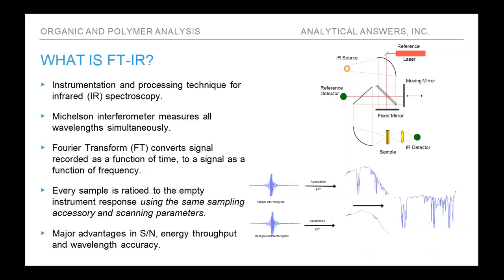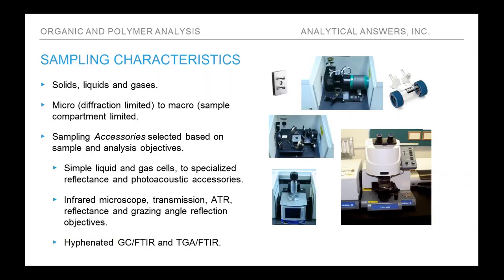So one of the big factors, though, is how do we actually get the sample to interact with the infrared beam? And there's a wide variety of sampling techniques. Some of the classic infrared techniques used fixed path length or variable path length liquid cells, gas cells, all of which we have here. We also have a variety of specular reflectance accessories.